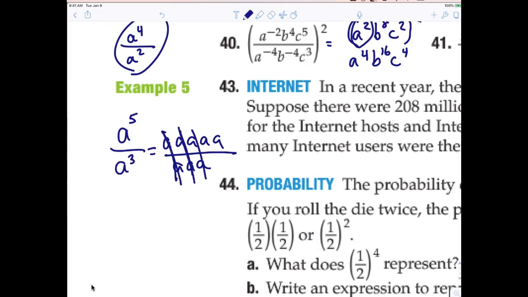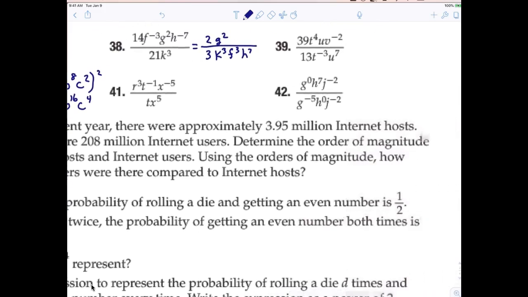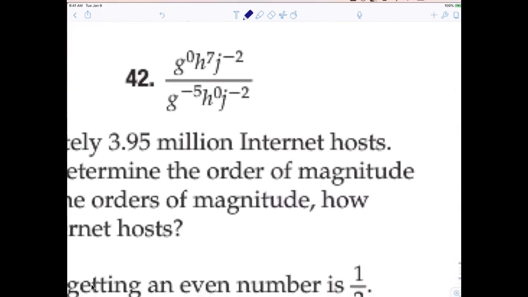I'm showing you they cross out. That's why the answer is a squared, which just so happens to be 5 minus 3 is 2. All right, I'm glad you're in the game.